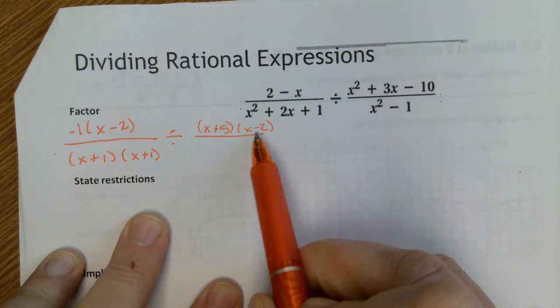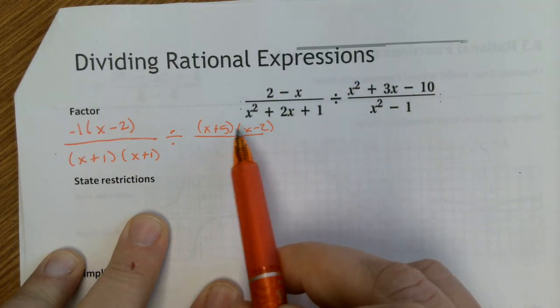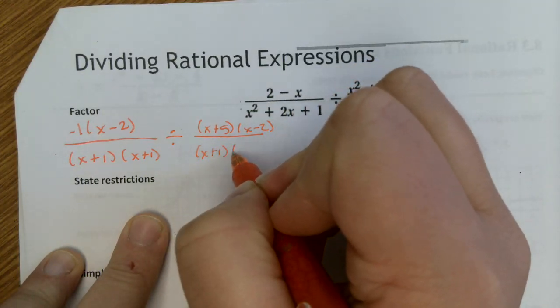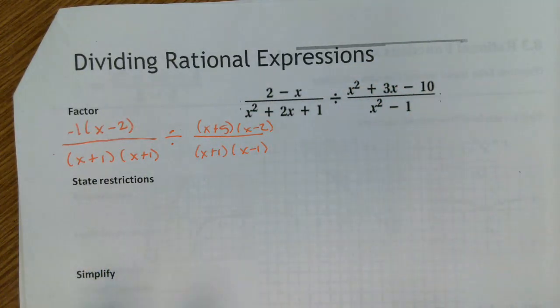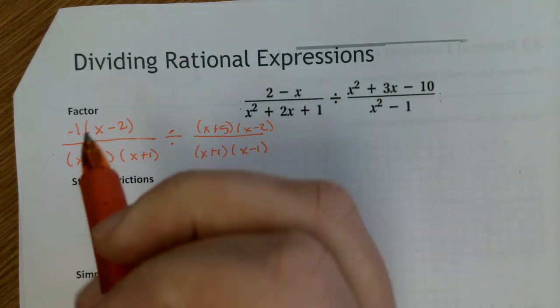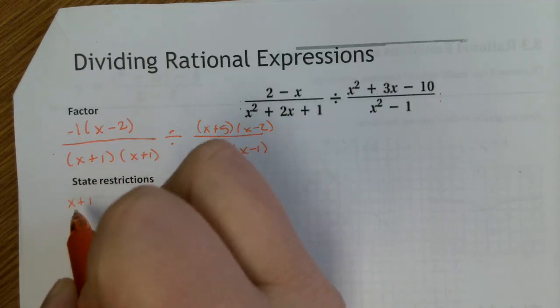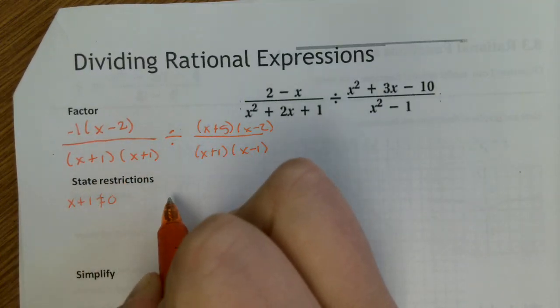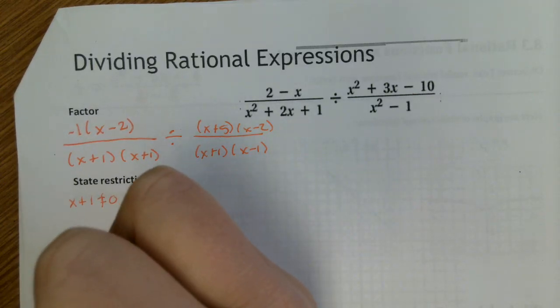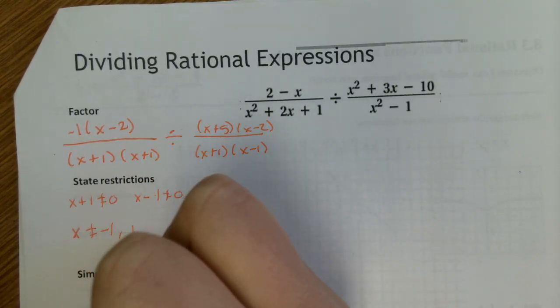So again, multiply to get negative 10, add to get positive 3. And on bottom, I have x plus 1 and x minus 1. So once you first factor, you state your restrictions. So when I look at this again, I have this x plus 1 can't equal 0. Those are the same. And I have my x minus 1 can't equal 0. See, it looks kind of like the exact same thing that we've been doing.